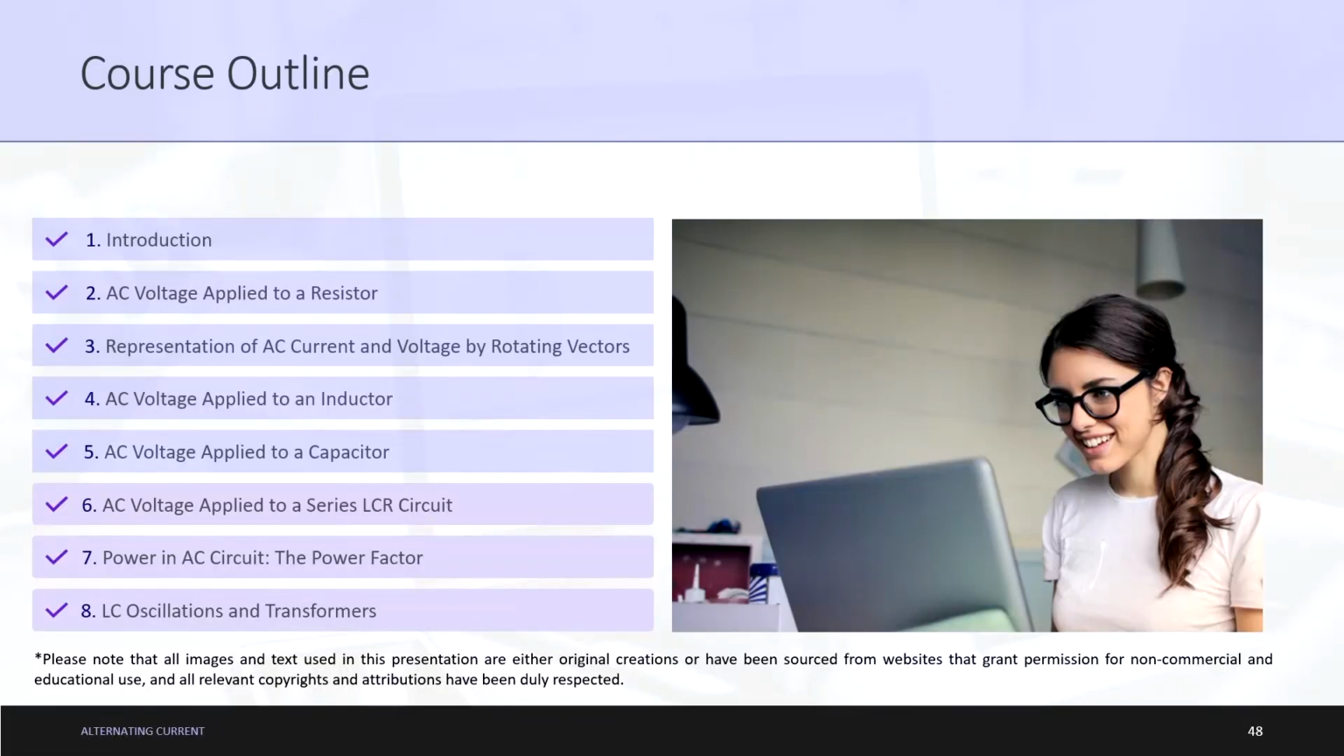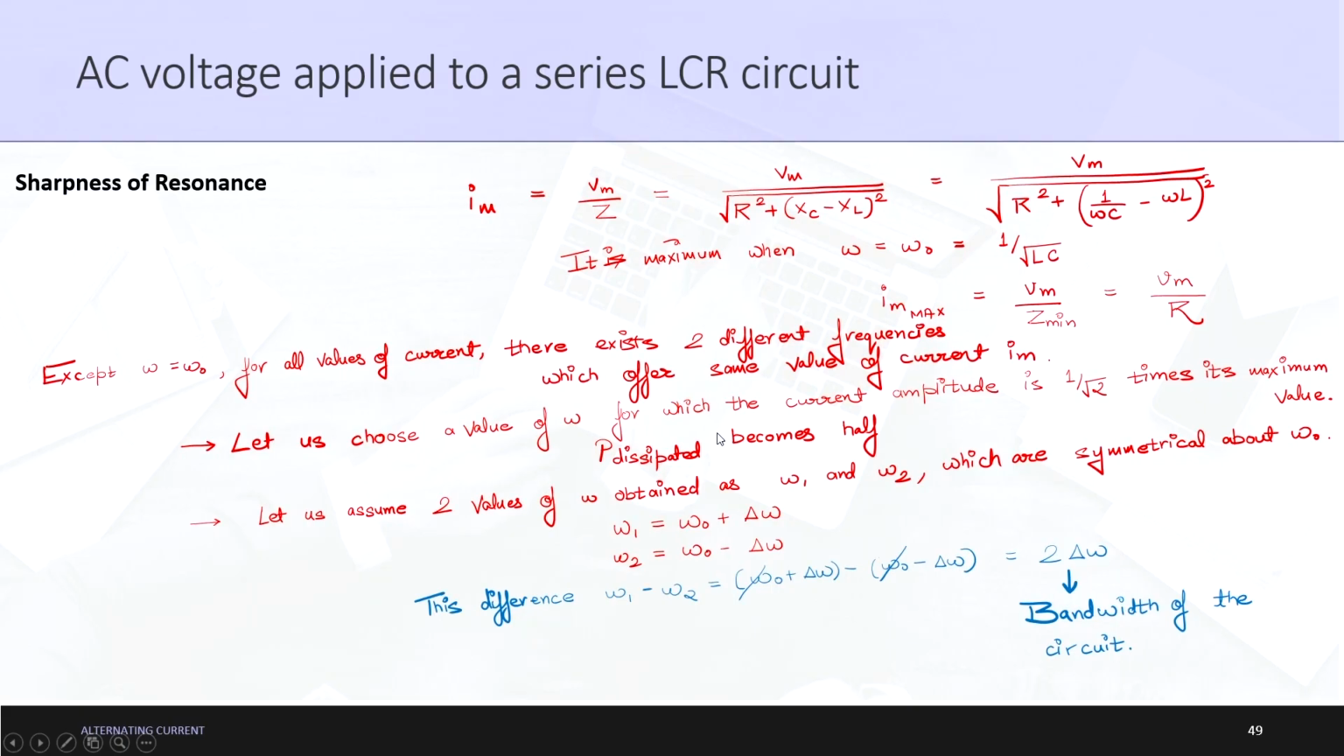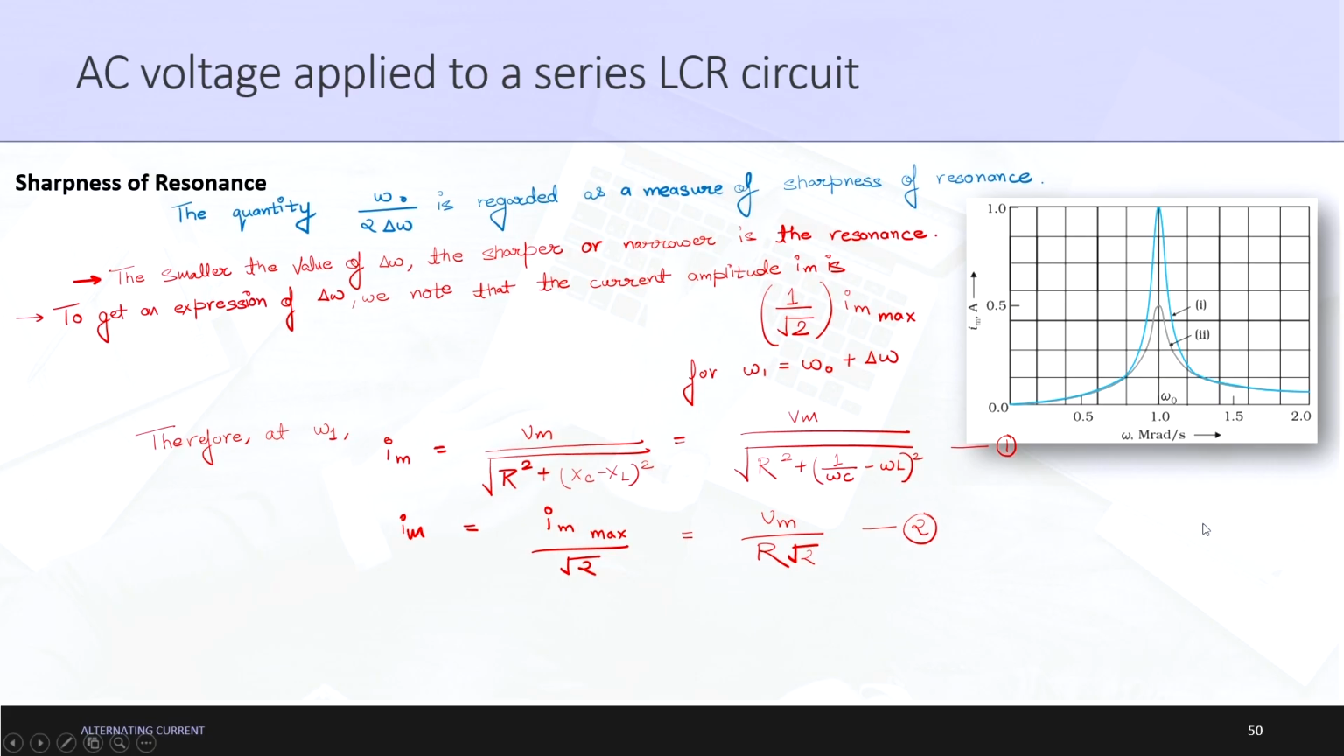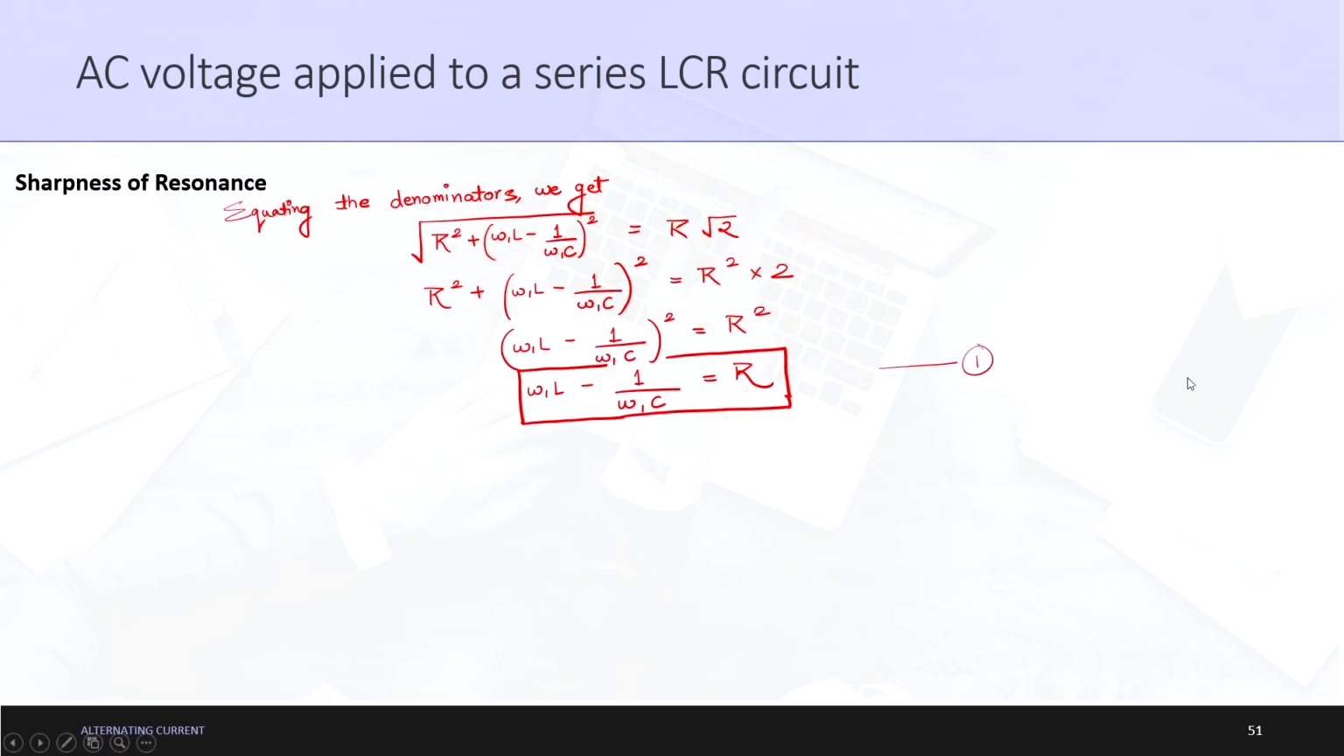So, currently we are on the sixth topic, that is AC voltage applied to a series LCR circuit. After this is completed, we will move on to the seventh topic, that is power in AC circuit, that is power factor. One of the concepts we derived last time is the bandwidth of the circuit. Please remember this. And the second thing is that a measure of sharpness of resonance is omega naught upon 2 delta omega. Next we were deriving a concept using the value of omega 1. So, let us try to understand more after this point.